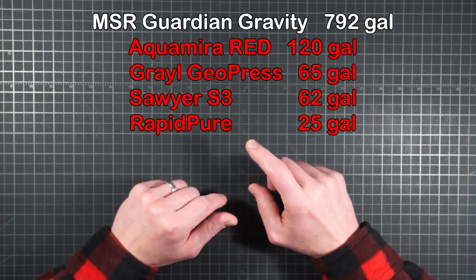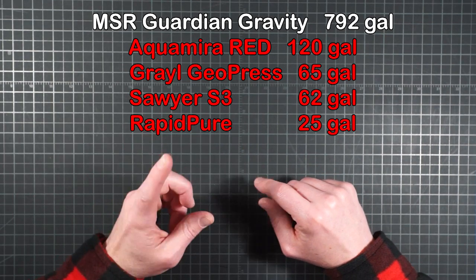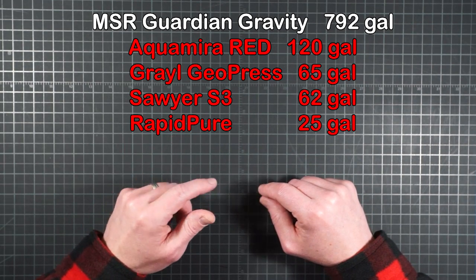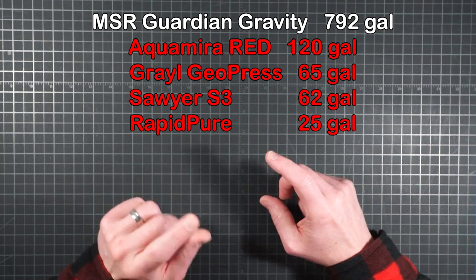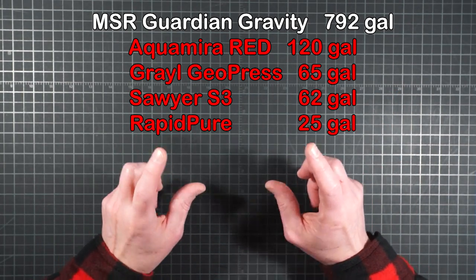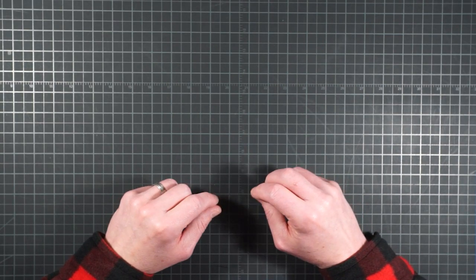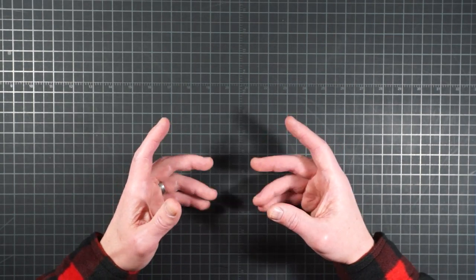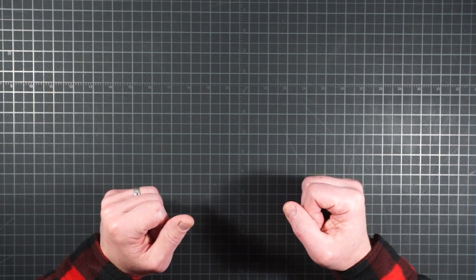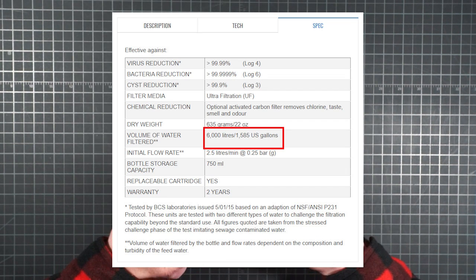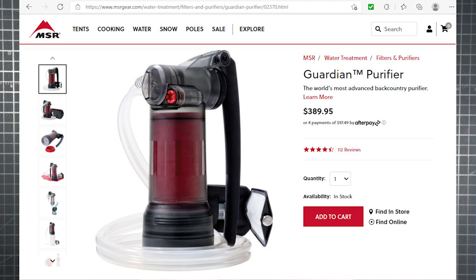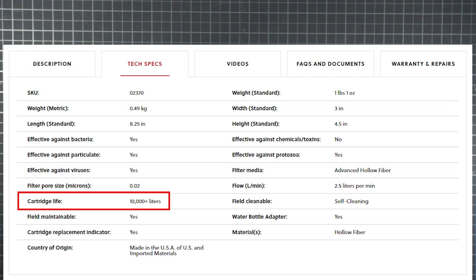Compare that with some of the other options discussed, like the Aquamira RED at 120 gallons, the Grayl GeoPress at 65 gallons, or the Sawyer S3 at 62, or the tiny RapidPure straw system, good for only 25 gallons. For perspective, here's a couple more virus-capable options from the Part 4 video on ultrafiltration. Lifesaver's bottle is rated at over 1,500 gallons, and the pump version of MSR's Guardian, which backflushes itself with every stroke, can handle 10,000 liters or more. That's in excess of 2,600 gallons.